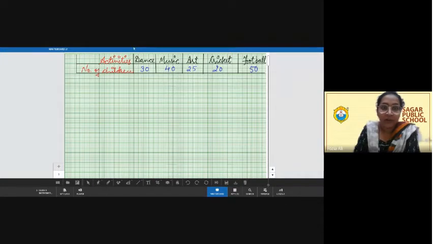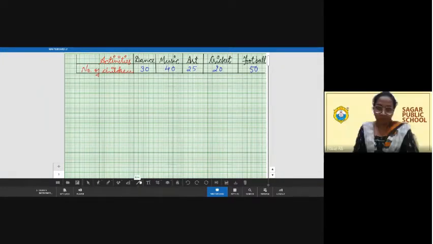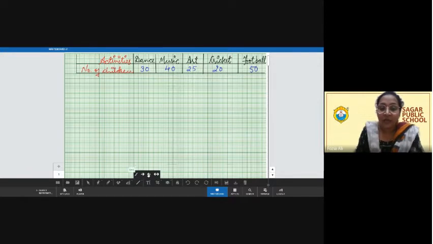Okay, children, are you all ready? Yes, ma'am. Okay, for making a bar graph, you have to first of all make two perpendicular lines. Okay, we have to make two perpendicular lines. So here I'm going to make two perpendicular lines. And what are these lines called? The axis. Very good. These lines are known as the axis.